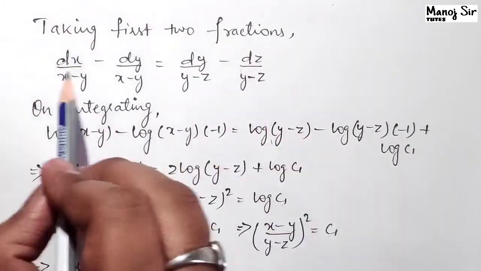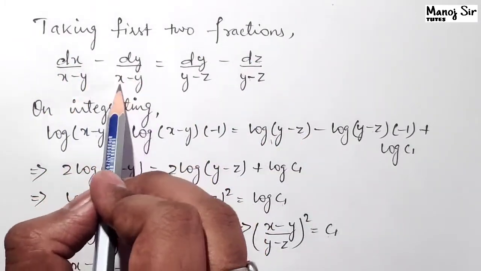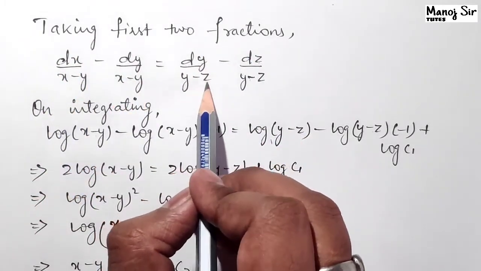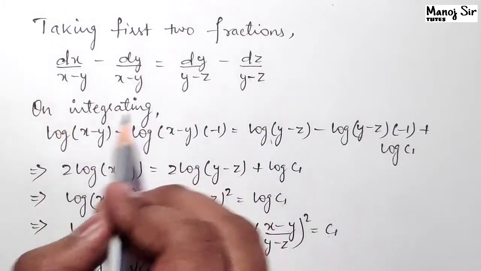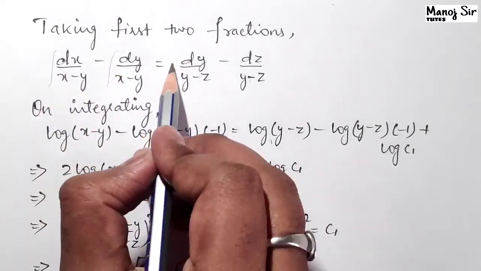Taking the first two fractions, that is dx upon x minus y minus dy upon x minus y equals dy upon y minus z minus dz upon y minus z. Now we need to integrate. So on integrating, what will you get?